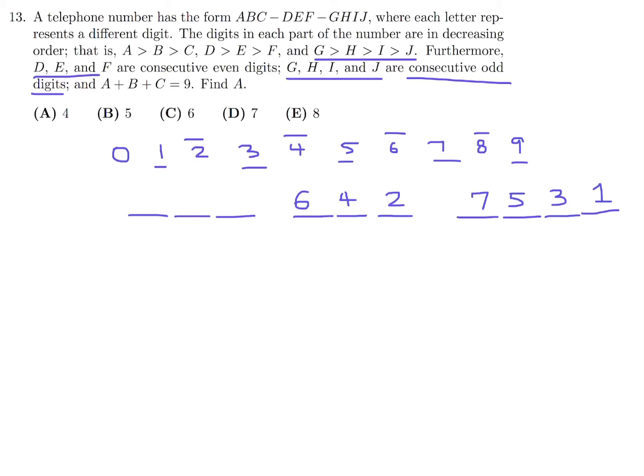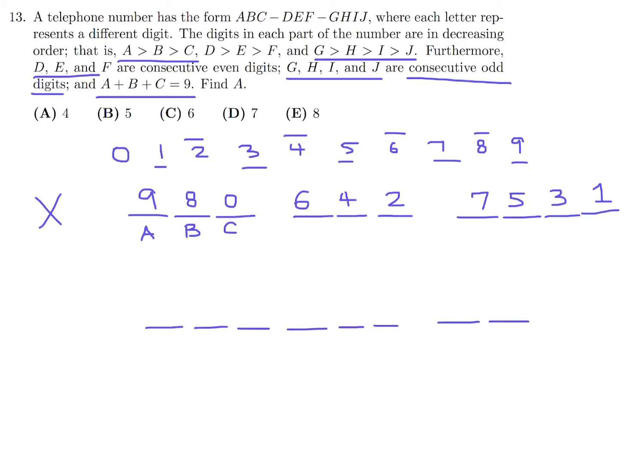Okay, the only way I can put that in is like this, because they have to match the criteria that A is greater than B, greater than C. All right, do I fit this criteria? A plus B plus C is 9. This is A, this is B, this is C. And no. All right, no problem. Let's just try again. And that's what this question really is, just a bunch of trial and error.